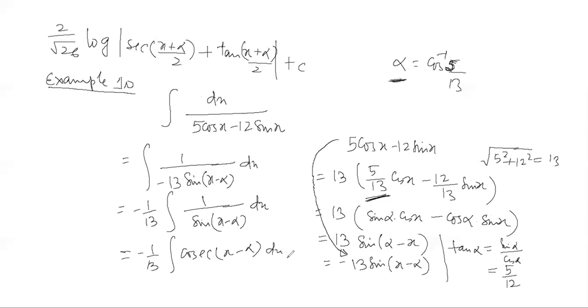Alright. Okay. Now this one is what? This one is VIP integration. That's why we have to apply the formula from VIP integration, which is equal to minus 1 upon 13 log of cosec. It has two formulas. One formula is cosec minus cot and another is tan x by 2. Whichever you want, you can write those formulas.